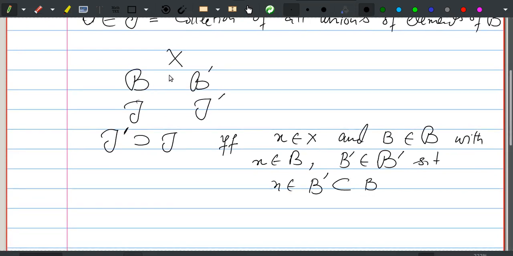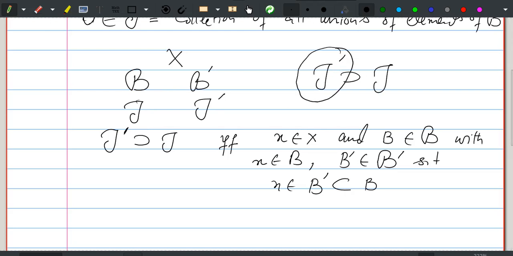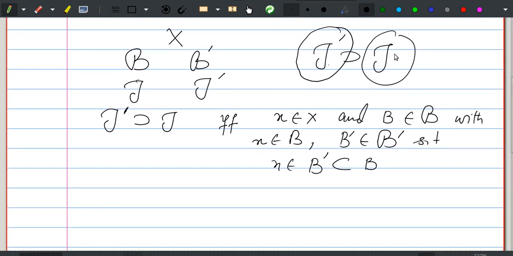That is, this topology T prime is finer than T if the basis elements of T prime are actually smaller than the basis elements of the topology T.